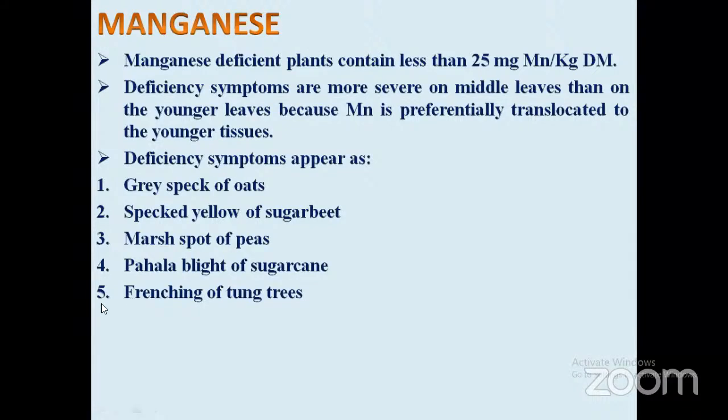Okay, fine. I will explain in the next slide what Frenching means, but for now keep this information with you: Frenching of tung trees. Next we'll see Frenching of citrus. That is because of different micronutrients. Frenching is actually mottling. There is variegation, where some part of the leaf has another color. That is mottling. So Frenching of tung trees is because of manganese.